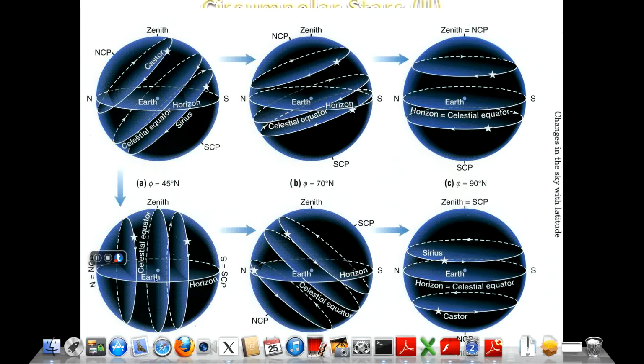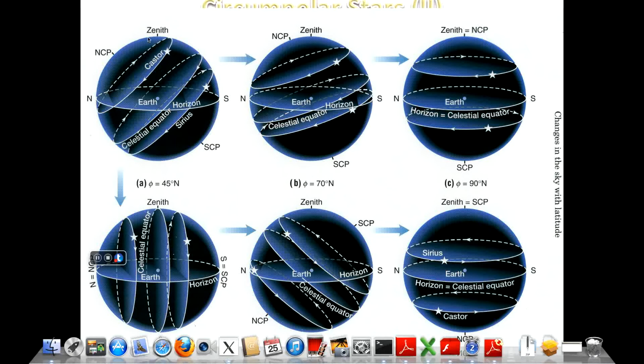On the other hand, if we go to the equator, so here we're at the equator, here's the Earth, here's the celestial equator, and now all stars go around, and there are no circumpolar stars. So here's Castor going around and around, half the time up, half the time not, and likewise with Sirius. If we go to the south, now we're in the southern hemisphere at 45 degrees south, and here we have the horizon, and now Castor is the star that we barely see, and Sirius is the one we see most of the time. And then at the South Pole, we're again going to see Sirius all the time and never see Castor.